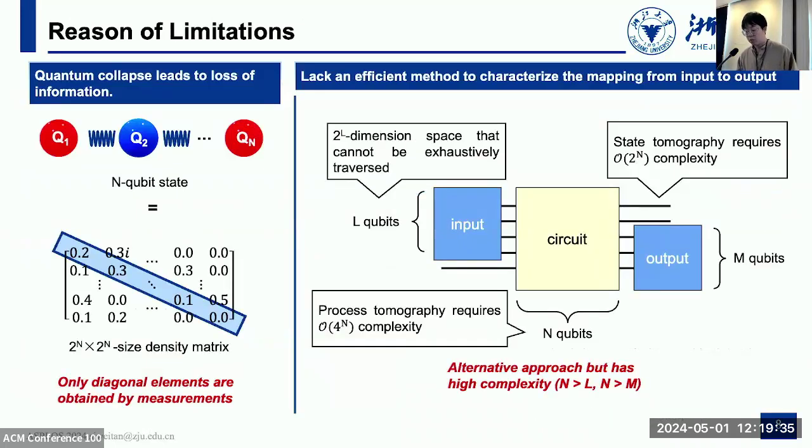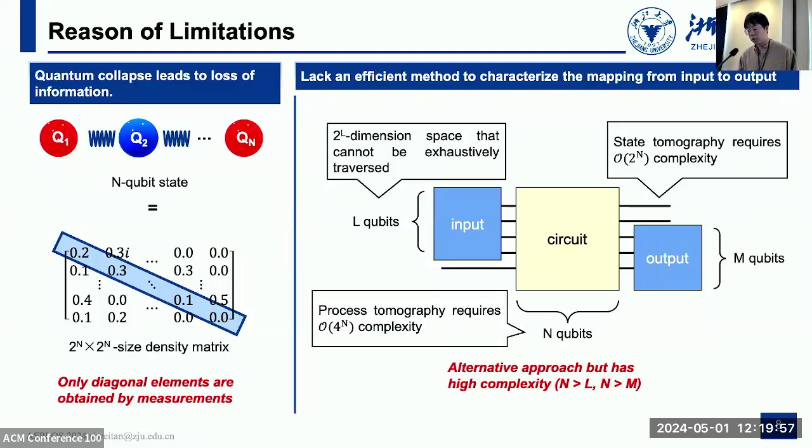The fundamental reason behind this limitation is the high dimension of the quantum state and evolutions. Specifically, an n-qubit quantum state can be elaborately represented as a density matrix with 4 to the n elements. By quantum measurement, we can only obtain the diagonal elements and ignore the imaginary part and phase.